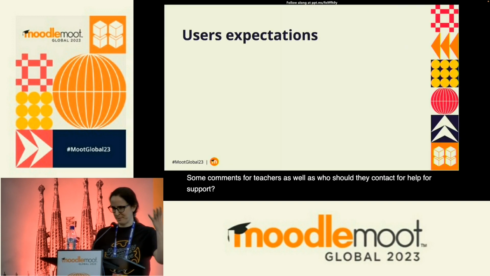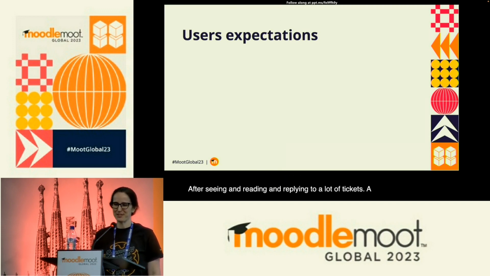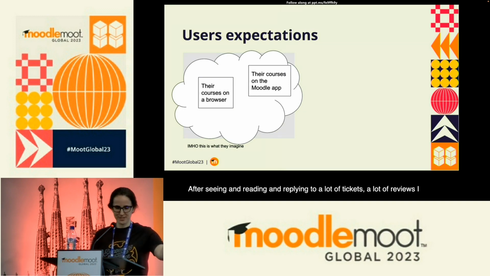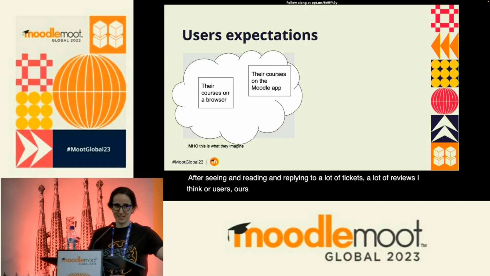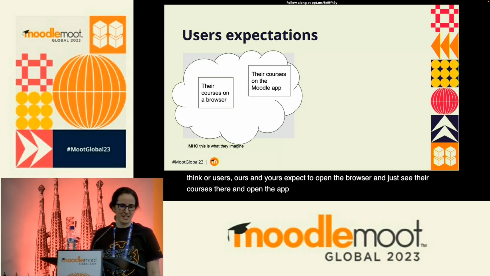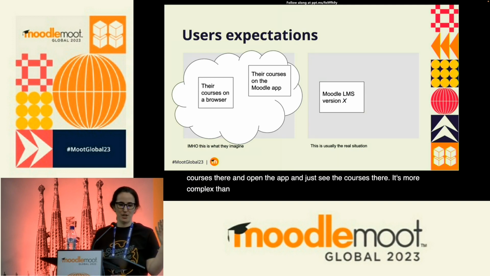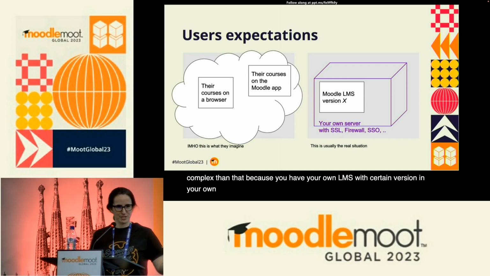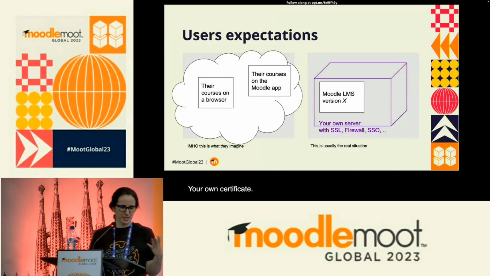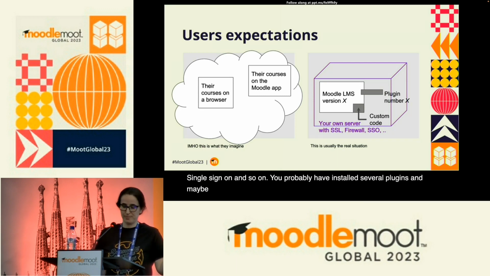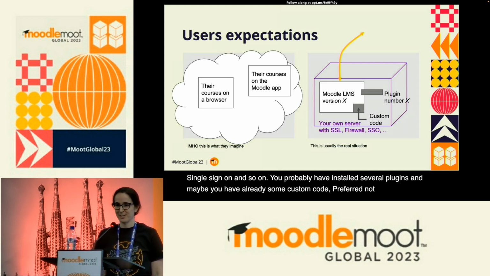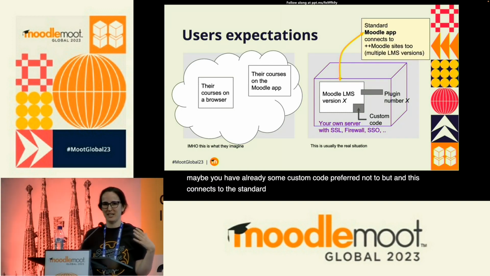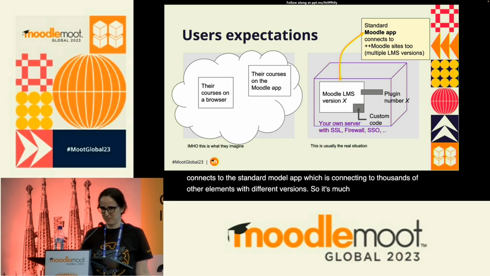After reading and replying to a lot of tickets and reviews, I think our users, ours and yours, expect to open the browser and just see their courses there, and open the app and just see the courses there. It's more complex than that, because you have your own LMS with a certain version in your own infrastructure, with maybe a firewall, your own certificate, a single sign-on, and so on. You probably have installed several plugins, and maybe you have some custom code, preferably not, and this connects to the standard Moodle app, which is connecting to thousands of other LMSs with different versions. So it's much more complex than what a student expects.